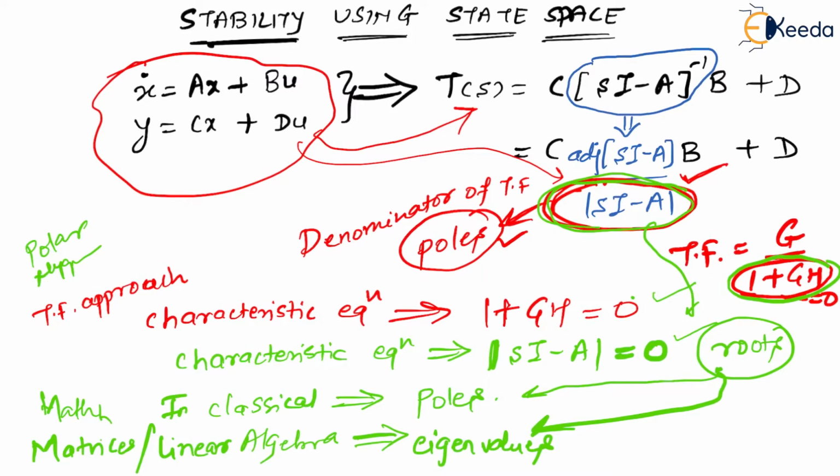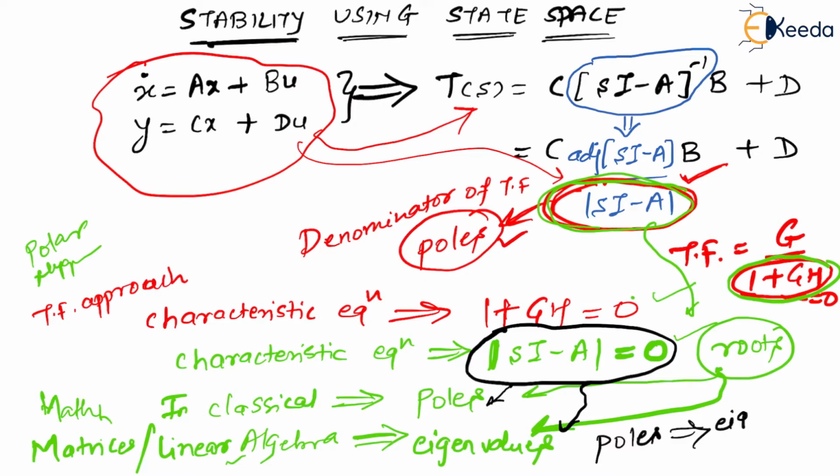Because you have already studied this in your mathematics. Now if you just think of the same, the determinant of sI minus A is called the poles, and the same is also called the eigenvalues, which means the poles of the transfer function are nothing but the eigenvalues of matrix A. So now you have understood another approach, that yes, for a transfer function, the poles of the transfer function are nothing but the eigenvalues of A.